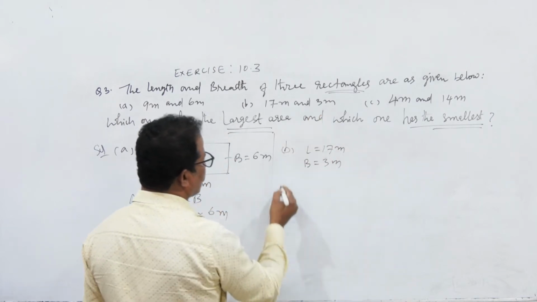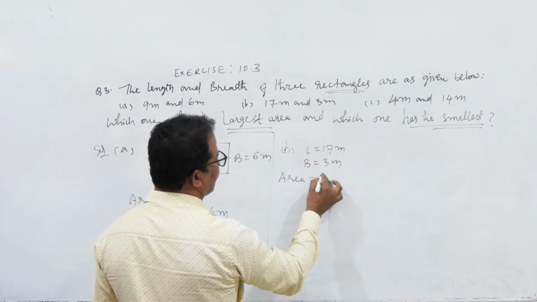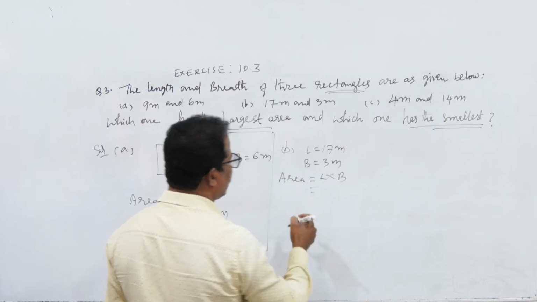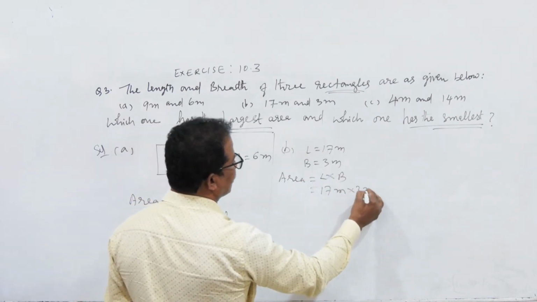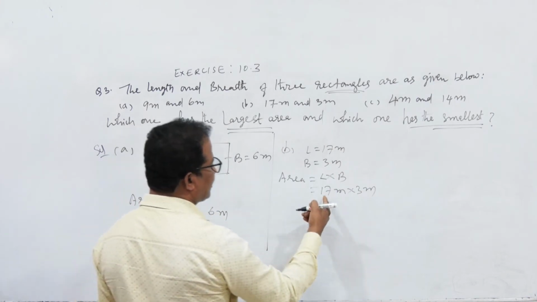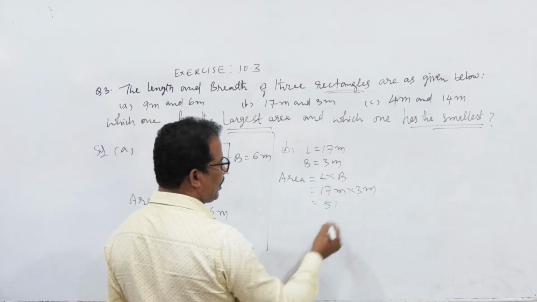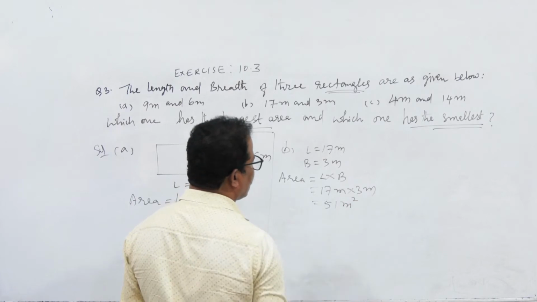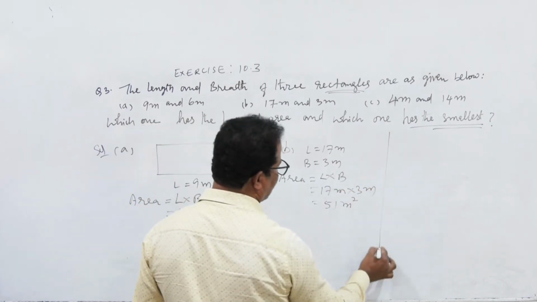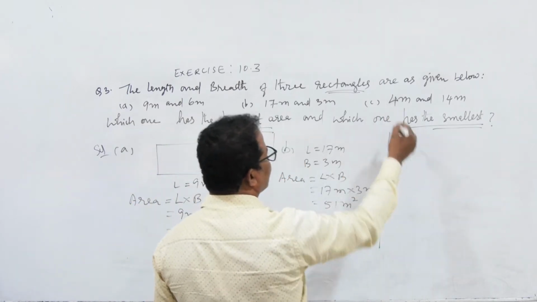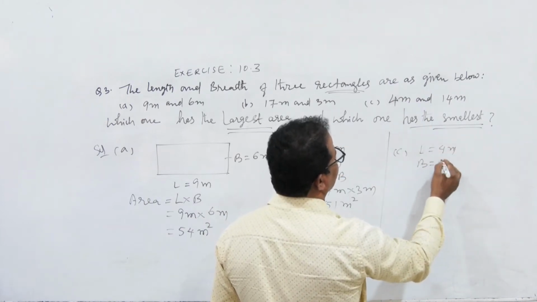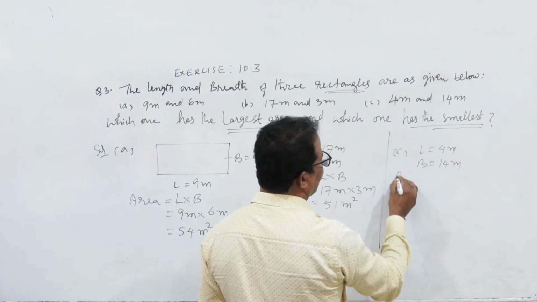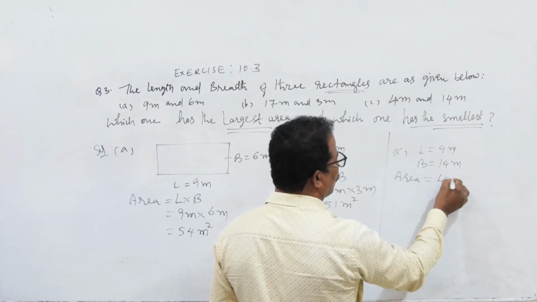So in this question, here also we have to find the area, that is length into breadth. What is the length here? 17 meter, and the breadth is 3 meter. And if you multiply 17 by 3, we will get 51 meter into meter, meter square. So similarly for the C question, the length is 4 meter, and the breadth is 14 meter. So we have to find the area. Again, area is equal to what?